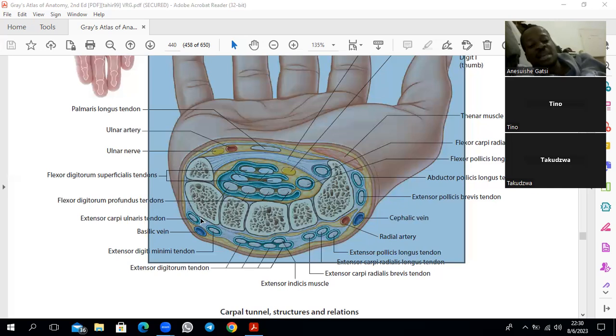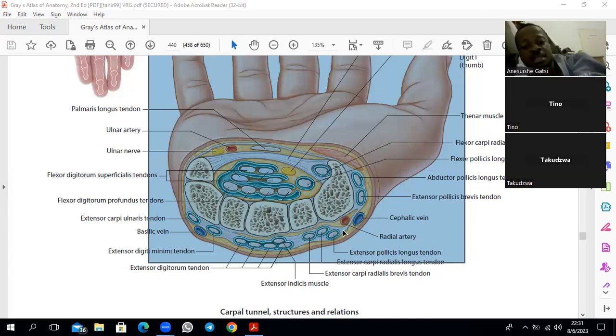Extensor retinaculum will have the same attachments on the medial side as the flexor retinaculum. So it's going to be the pisiform and the hamate. But laterally, your extensor retinaculum will actually not attach onto the carpal bones, but it attaches onto the styloid process of the radius. So the two retinacula have the same attachments medially, which is going to be the hamate and the pisiform. Then laterally, the flexor retinaculum will attach onto the scaphoid, as well as the trapezium. Then laterally, extensor retinaculum will attach onto the styloid process of the radius.